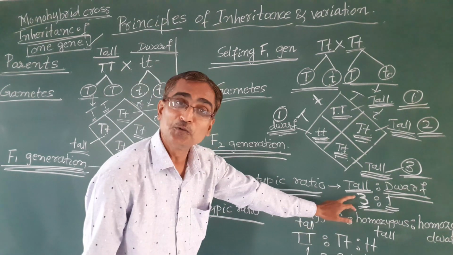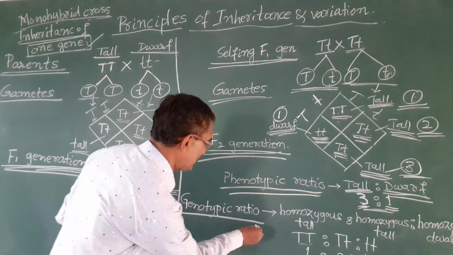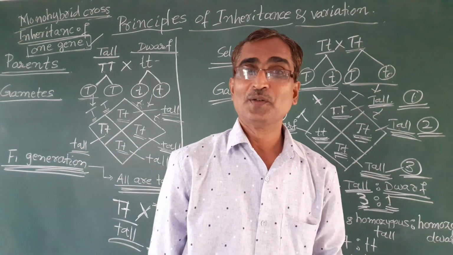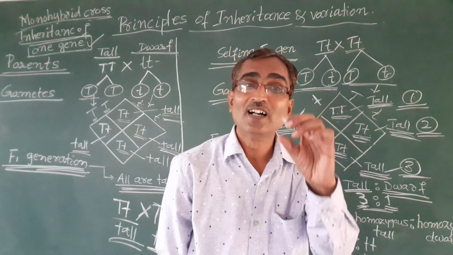3:1. And next, likewise we will see the genotypic ratio. Genotypic ratio we also learned yesterday. That is the genetic makeup of the plant, of the organism.